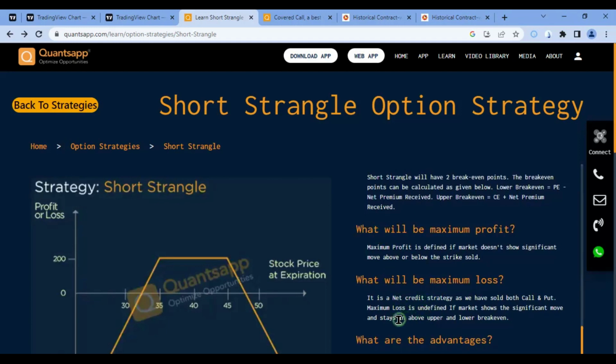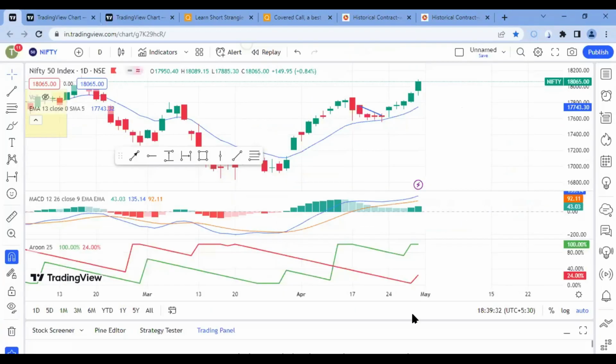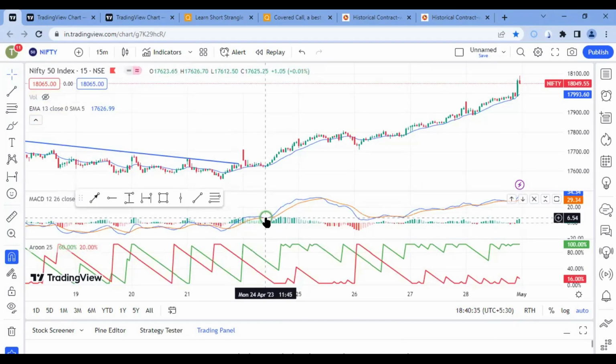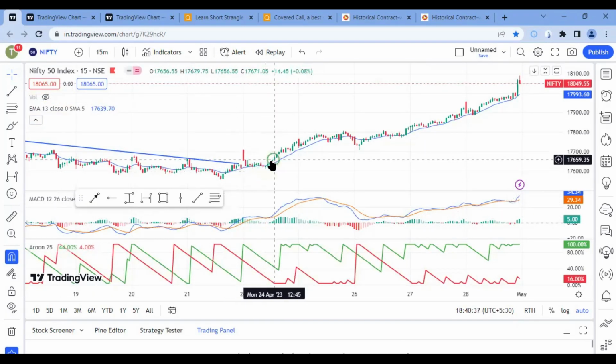So here you have unlimited loss for this strategy. So do read about this option strategy in detail here. Properly keep a stop loss, otherwise you can be in big trouble. Then when the reversal happens, right? So how we identified the reversal, I told you, right? On the 15-minute chart, MACD went above zero line and then gave a crossover. Price stayed above 13 EMA.